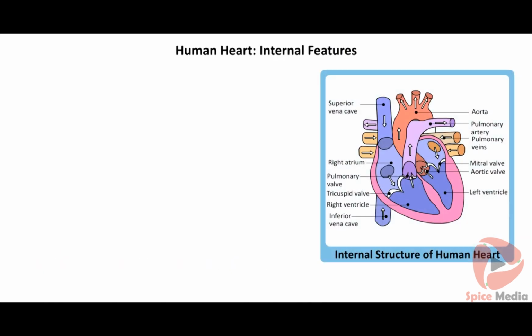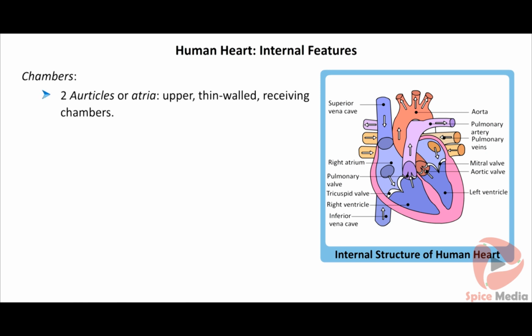Human heart is internally divided into 4 chambers: 2 upper, thin-walled chambers called auricles or atria, which are involved in receiving blood, and 2 lower thick-walled chambers called ventricles, which pump blood to various parts of the body. Unidirectional flow of blood is controlled inside the heart by the presence of flap-like structures called valves.